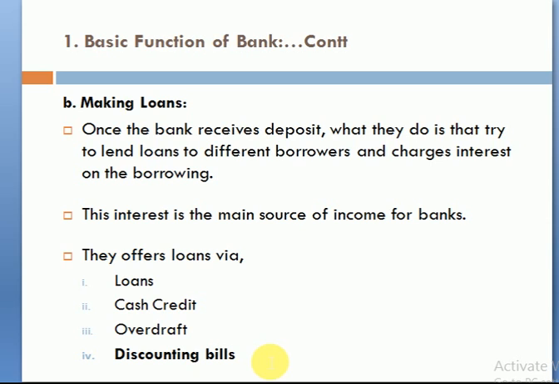Now when you present that bill, that is called pre-maturity. Before the maturity you present that bill. So the bank keeps that bill as a security and gives you the money as a loan. So these are the different types of the loan. Accepting deposits and making loans are the basic functions. Why? Because if this activity is not performed by the bank, the bank could not remain.